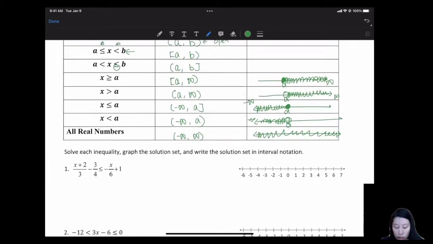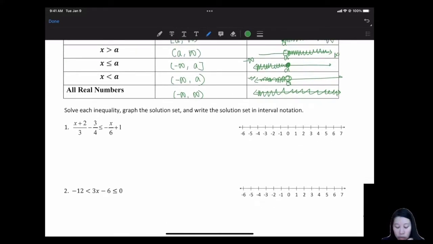Okay, so compound inequality. Solve the inequality, graph the solution set, and write down the solution set in interval notation. Remember, when you see a fraction, we want to get rid of the denominator by multiplying by the least common denominator. In this case, we have 3, 4, and 6, so the least common denominator would be 12. We multiply 12 to every term. Remember, every term.